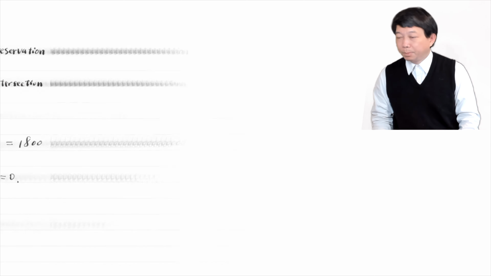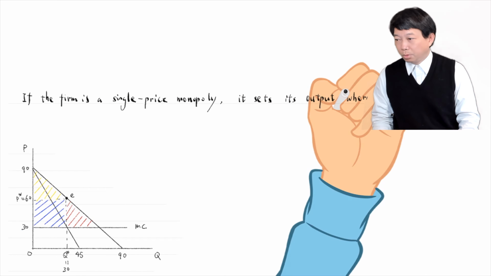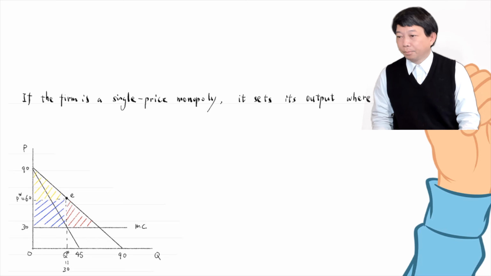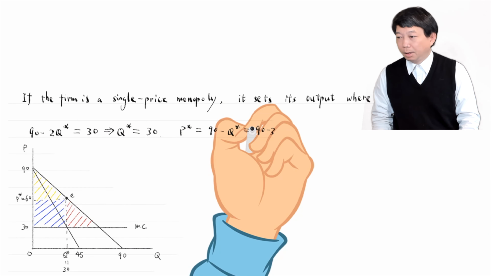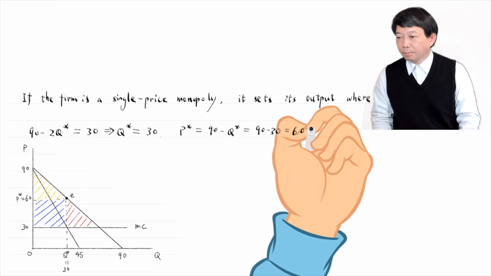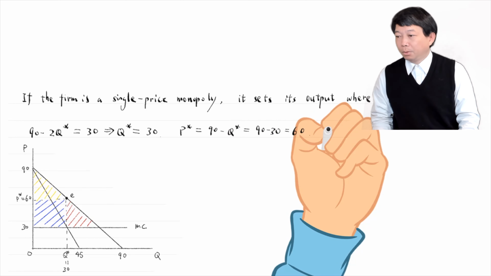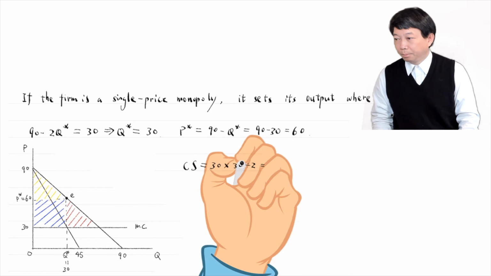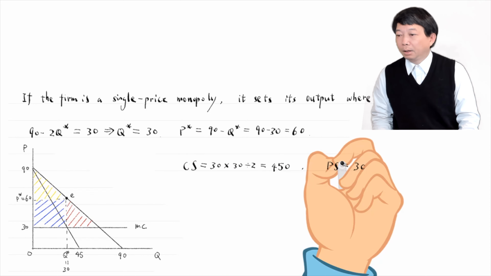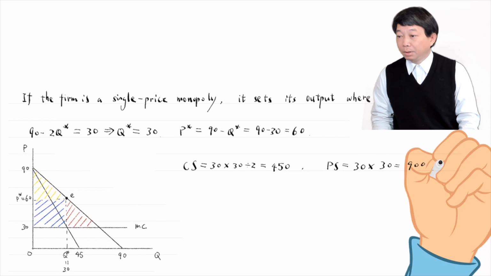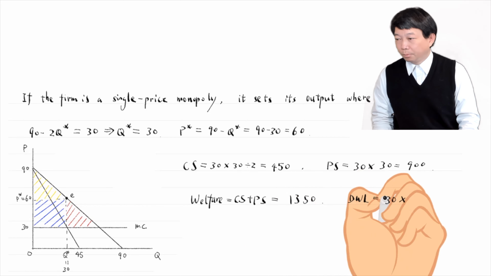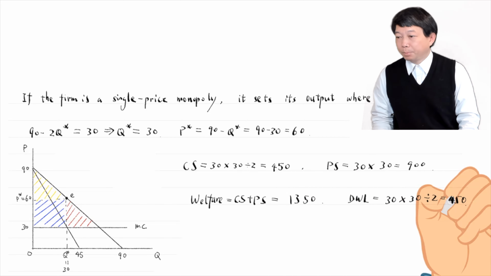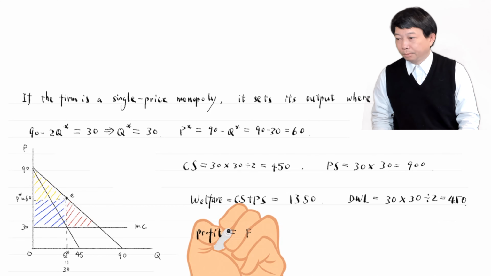If the firm is a single-price monopoly, it sets its quantity where marginal cost equals marginal revenue. We can solve for the monopoly quantity, 30, and price, 60. Consumer surplus is the yellow triangle, 450. Producer surplus is the blue area, 900. Welfare is 1,350. Deadweight loss is the red triangle, 450. The monopoly's profit is 900.